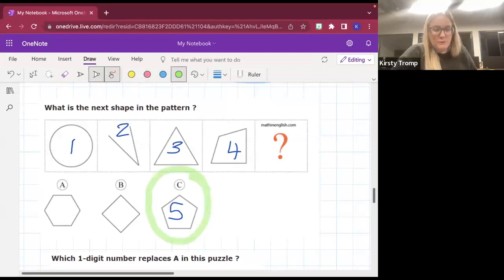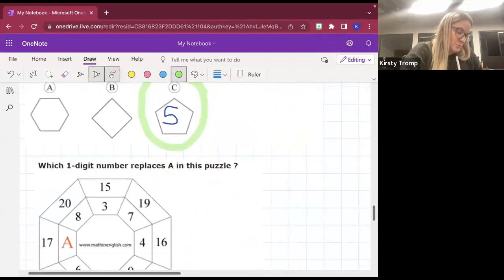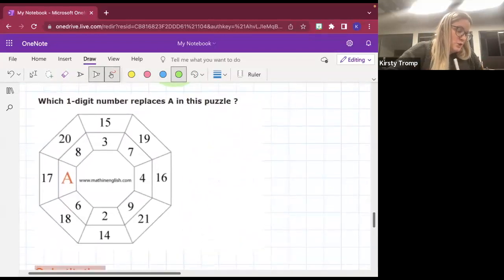The next one will be 5. Fantastic. Well done, guys. And finally, the last one that Miss Kat has for you here tonight, that she prepared for you. Which one-digit number replaces A in this puzzle? Okay, have a look at that puzzle. Which one-digit number is going to replace the letter A in that puzzle?